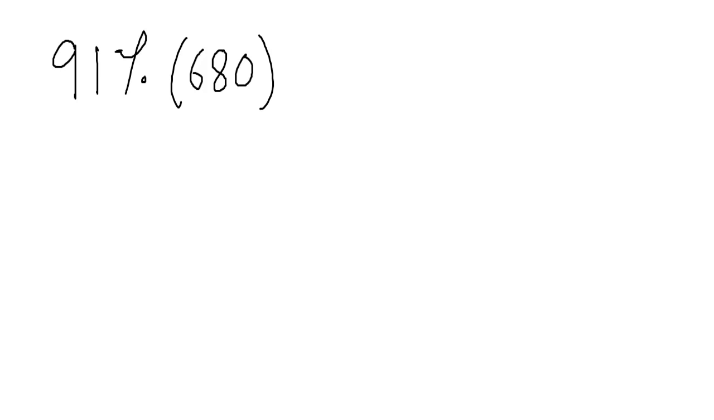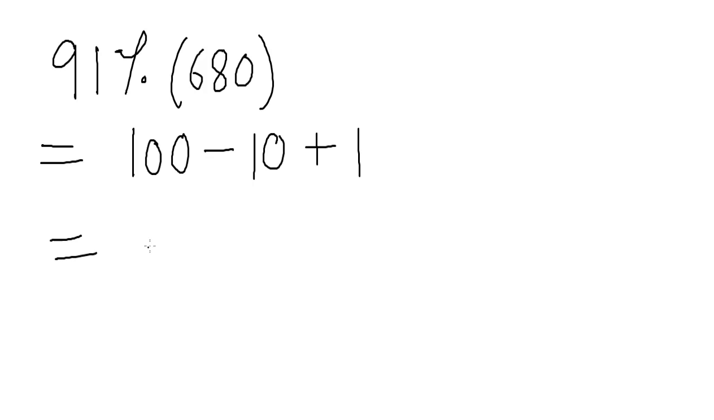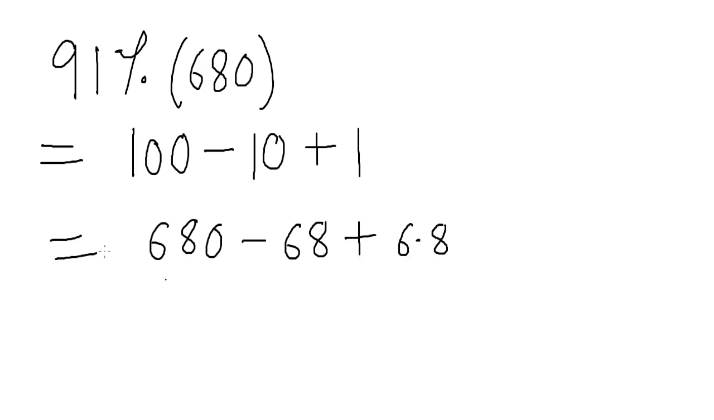You could write 91% as 100% minus 10%, which will give me 90%, and plus 1% for 91%. Now 100% of 680 is the number itself. So 680 minus 10%, which is 68, plus 1%, which is 6.8. Okay, so 680 minus 68 will give me 612, plus 6.8 will give me 618.8, which is our answer.